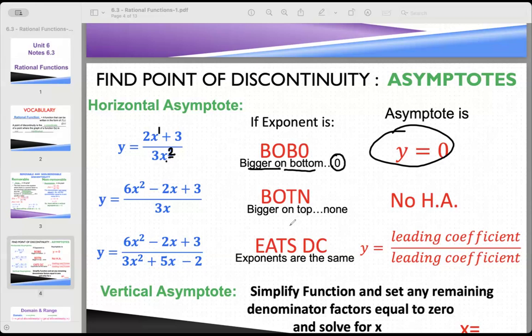Bigger on top: no asymptote, no horizontal. And then the last one is exponents are the same. The highest power of x you have to compare. Exponents are the same. Do you get it? In that case, you will have to go with 6 by 3.